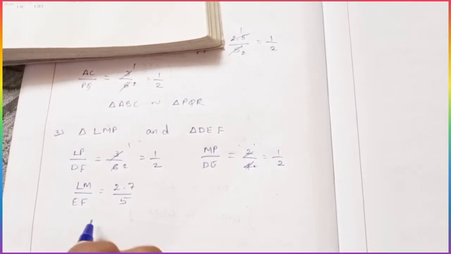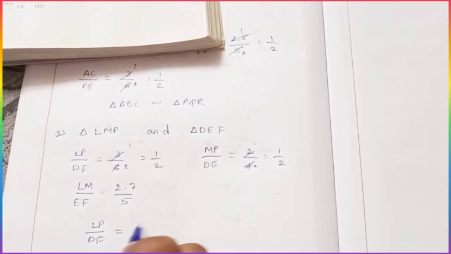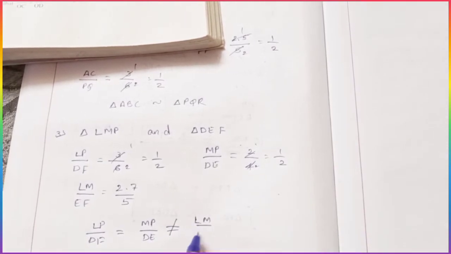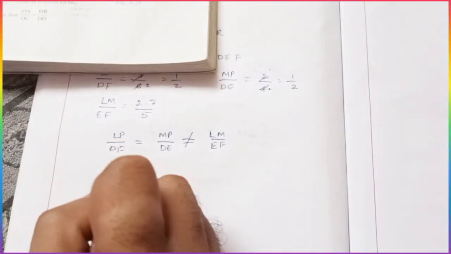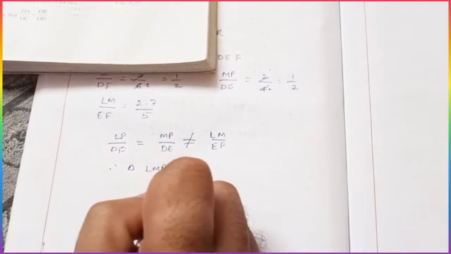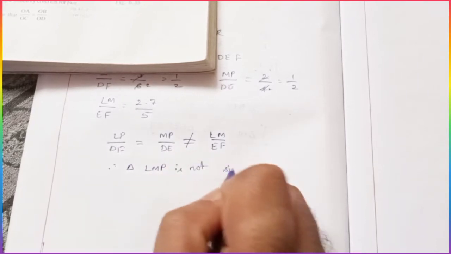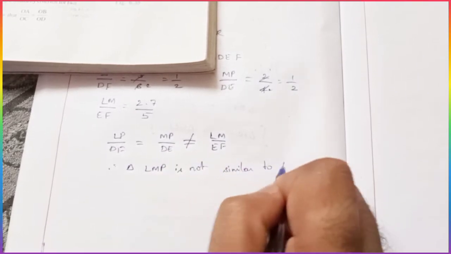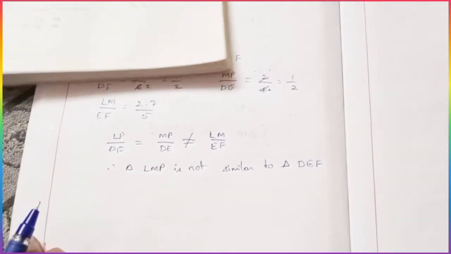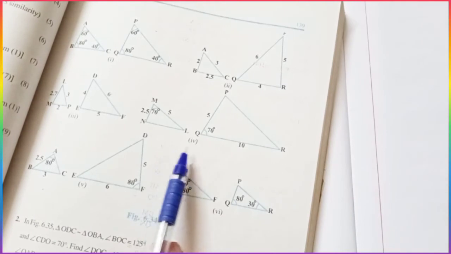So we can write that LP by DF is equal to MP by DE, that is not equal to LM by EF. Therefore, triangle LMP is not similar to triangle DEF. Okay, you have understood this one. We will move to the next figure, that is the fourth one.